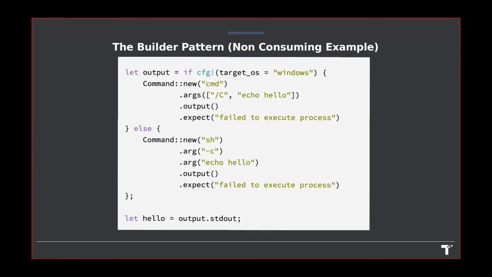So in the previous presentation, they talked about the builder pattern using command, and that is like the de facto non-consuming example. So if you look here, we have an output for, if it's Windows, you got to do /c echo hello, because Windows uses cmd.exe, which is completely different from the Unix bash or shell, right? So if you look here, you can see it's just chained together. That's what the builder pattern is like: you create a new object, then you can chain methods to it that are optional. And down here you can see that they're binding the standard output of this to hello.